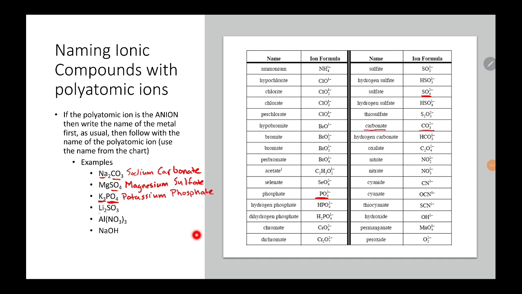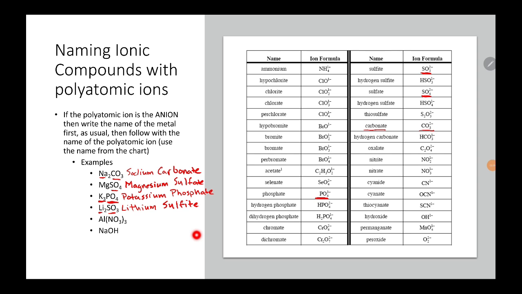Our next example starts with Li. That is the symbol for lithium. The next elements that come after that is SO3. Now, to be careful, because we've already seen SO4 on our polyatomic ion chart, we want to be sure that we're finding SO3 for this one. That is the ion sulfite. So the name of Li2SO3 is lithium sulfite.